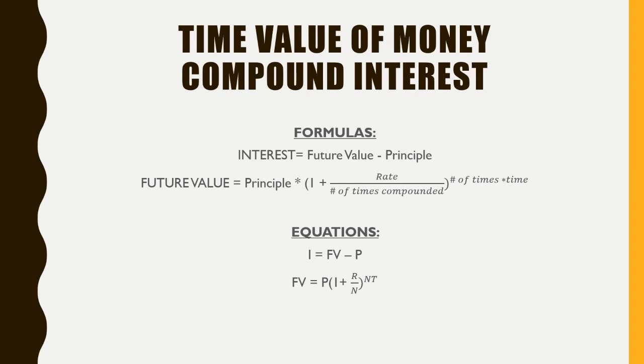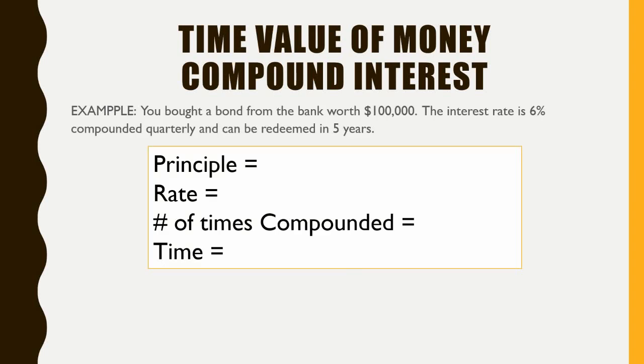Okay? So, let's take another look at an example of the same exact scenario, except one criteria is different, right? Here, you're looking at buying a bank bond that's worth $100,000, right? And the interest rate is 6%, and it's compounded quarterly, all right? And how much is it going to be redeemable in 5 years? Well, let's see. We have our principal of $100,000. We have our rate at 0.06.